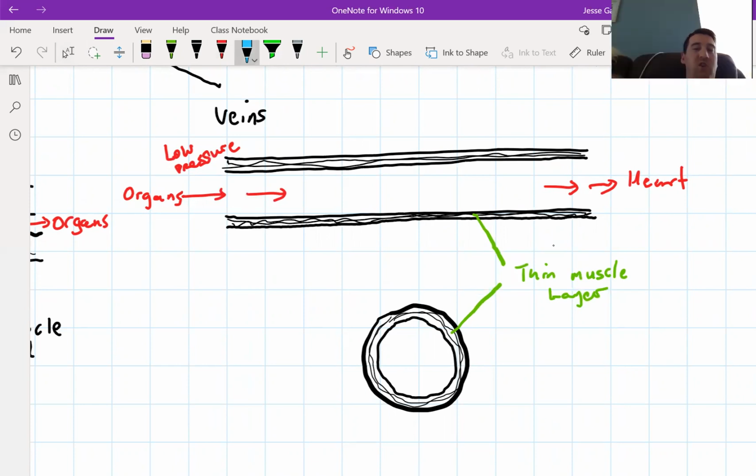Now, another feature that we see here is that the space for blood to flow is much thinner. So that, as we learned, is called the lumen.